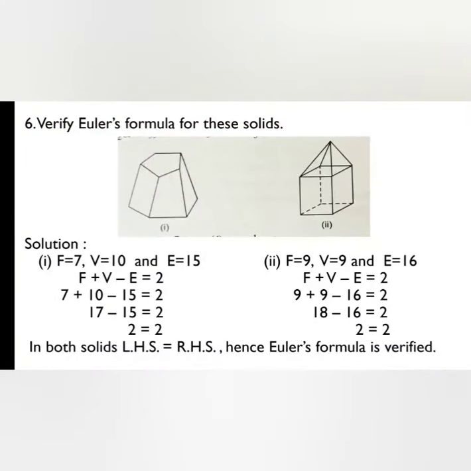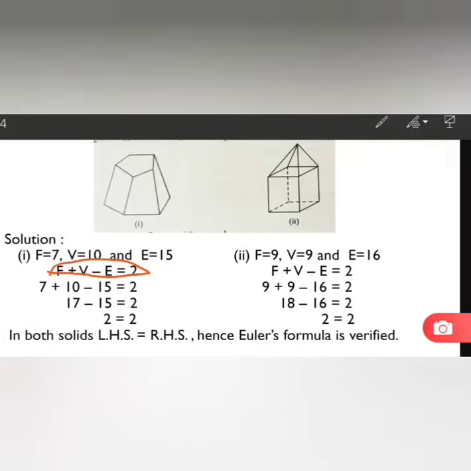Now let's verify it. Euler's formula, F plus V minus E equals 2, is what we have to use for verifying. Now we insert the number of faces, vertices and edges in the given formula, and then check whether both sides are equal or not. Faces are 7, vertices are 10, and edges are 15. So 7 plus 10 minus 15 equals 2. First let's add 7 plus 10, that is 17. So 17 minus 15 equals 2, that gives 2 equals 2. Yes, the left hand side is equal to the right hand side, so it is verified.